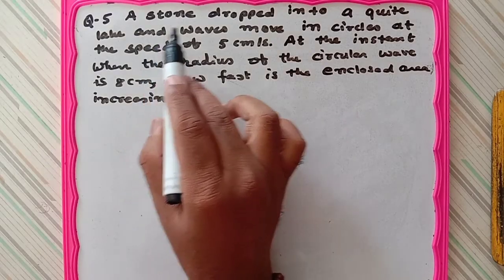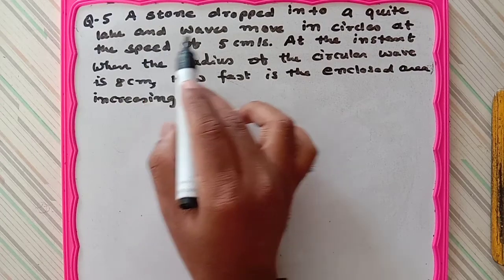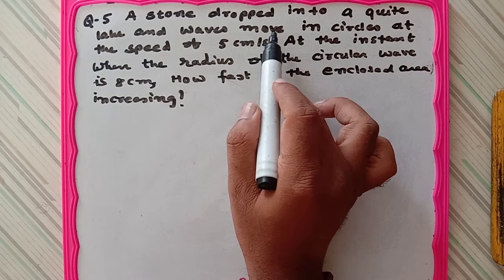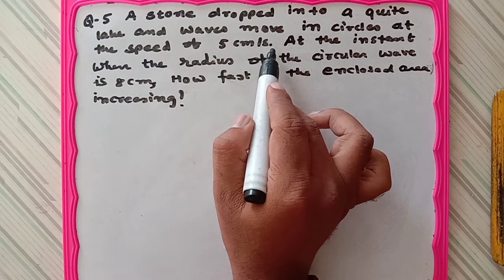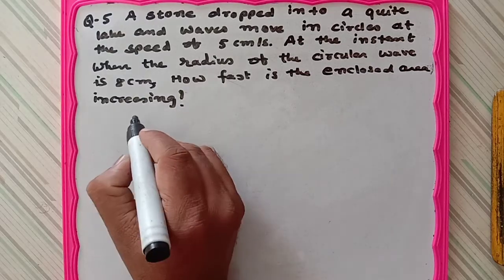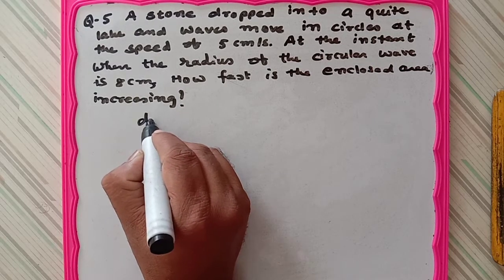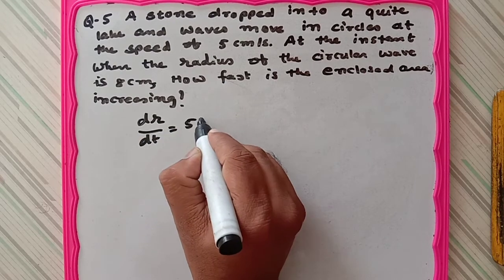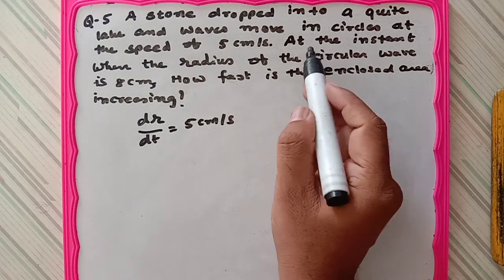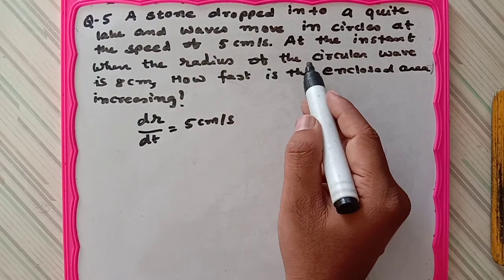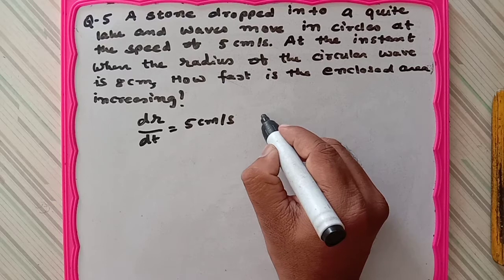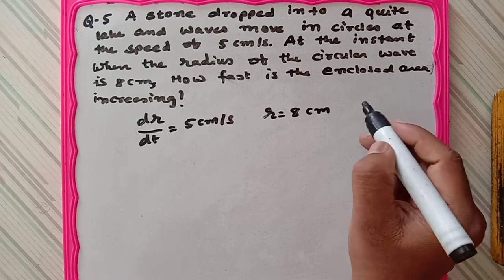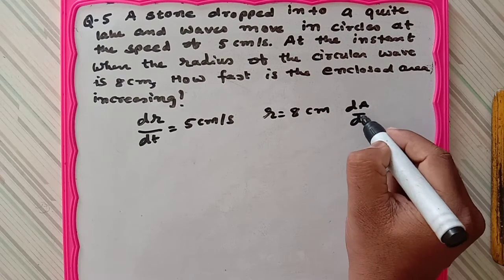Question 5, we have a stone dropped into a quiet lake and waves move in a circle at the speed of 5 cm per second. Now the wave moves in a circle with 5 cm per second, meaning the radius is increasing. So for the radius of the wave we take r, then dr/dt is equal to the given 5 cm per second. At the instant when the radius of a circular wave is 8 cm, meaning r equals 8 cm, how fast is the area increasing? So dA/dt we have to calculate.